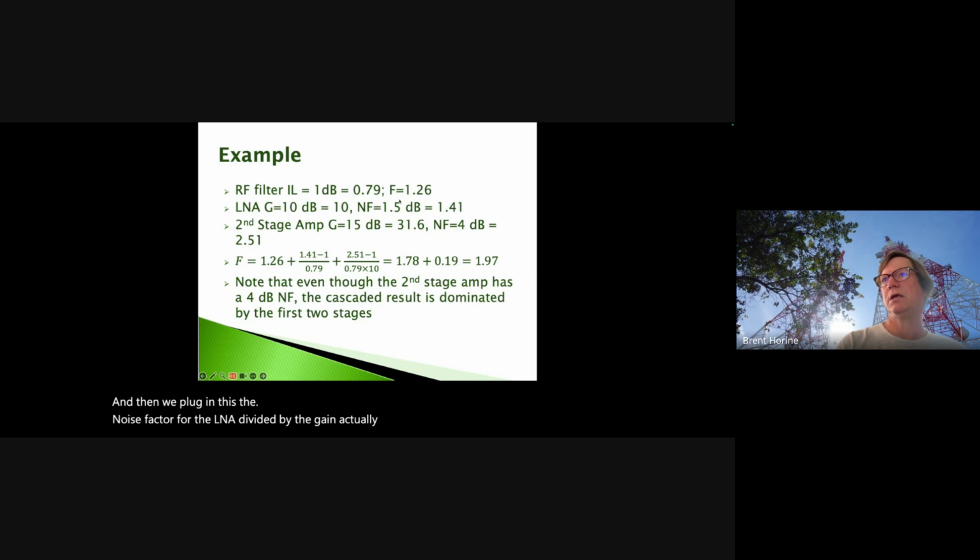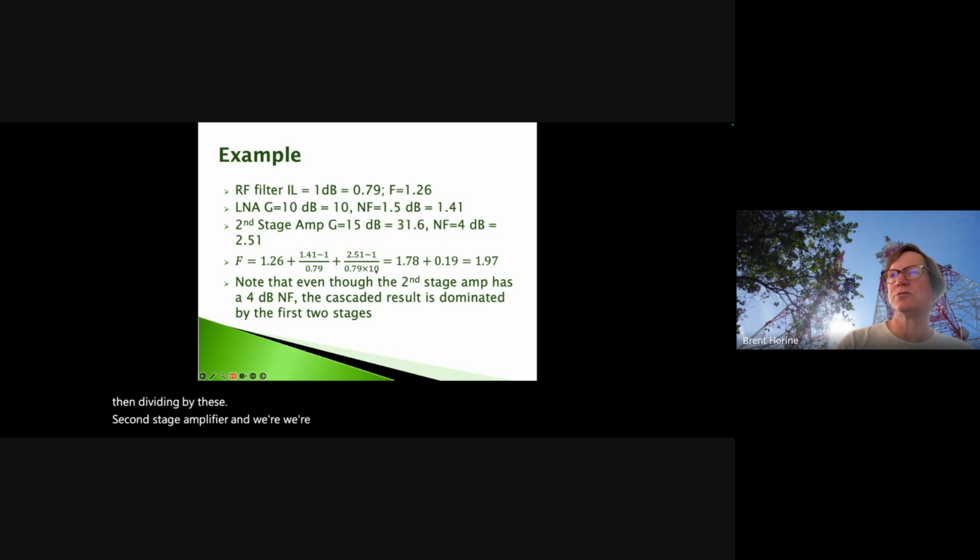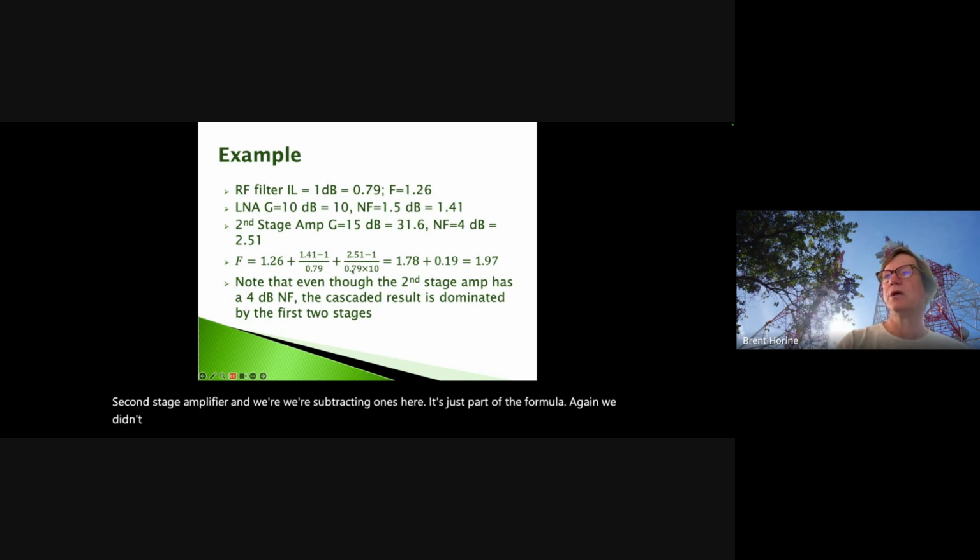Actually, maybe that should be dividing by, I'd have to double check that. Since this is a loss, the gain is less than 1, so maybe the 0.79 is the one we should be looking at. And then dividing by the second stage amplifier, and we're subtracting ones here. It's just part of the formula. Again, we didn't derive this formula, we're just stating it. And then we add these up.